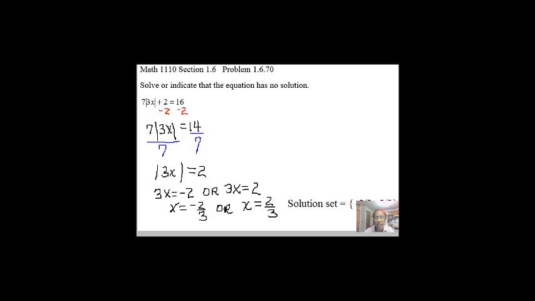You could possibly get something like 2/3 is one solution and 5 is the other. So the two results do not have to be opposites as they are in this case. Okay, now let's solve another absolute value equation. Absolute value of x plus 1, plus 6, equals 2.